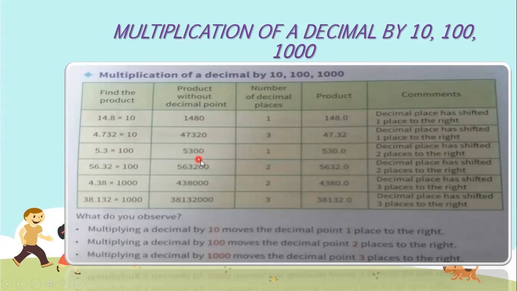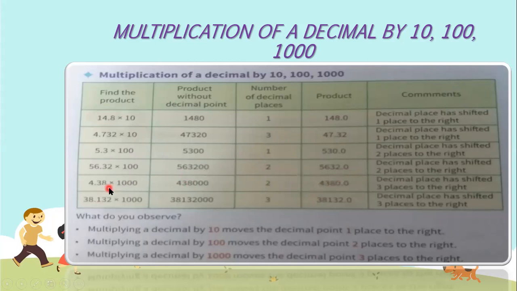Next, 5.3 into 100. Without the decimal point, if you multiply, 5,300, and the decimal place here is only 1. So that means before 1 place, put the point. So that means 0 before. So 530.0 you will get. Same way, 56.32 into 100. So here how much will you get? 5,63,200 you will get. And if you check, there are 2 decimal places. So that means before 2 numbers, 5,632.00.